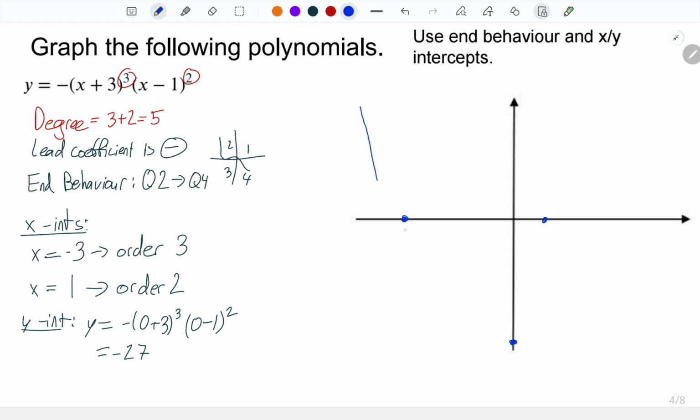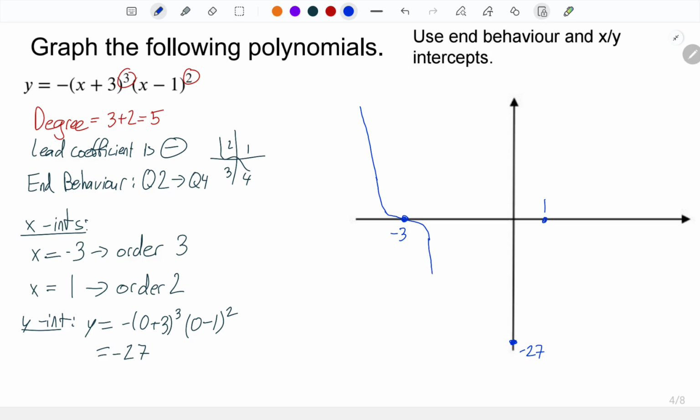And actually with all of these points, I want to label them just so that we know what they are. So that's good practice. Make sure to label your points. And the last one there was positive 1. And with those points, as I approach them, I'm going to approach according to the order. So the order says this first one is order 3. So it's like a cubic there, which has that kind of curved shape to it.